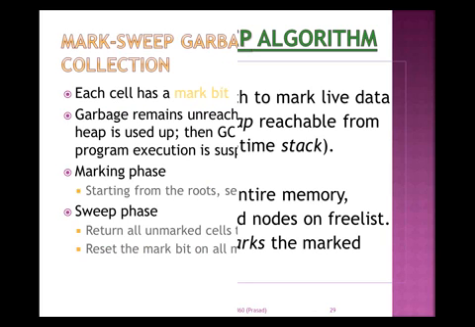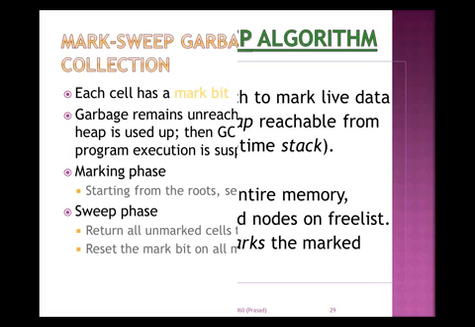Then mark sweep garbage collection, that is, how to use mark sweep garbage collection. Each cell has a mark bit, that is, every cell that is used has a mark bit. Garbage remains unreachable and undetected until the heap is used up. So this is the next technique, mark sweep garbage collection. One technique that we studied in the last class is reference counting. Then we studied mark sweep garbage collection.